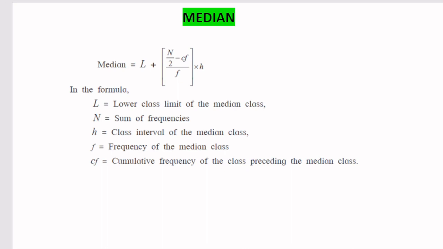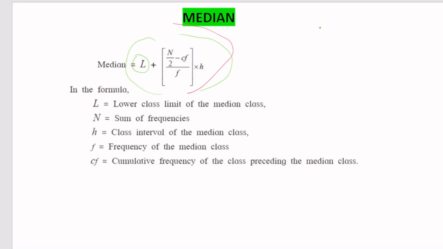What formula do you have to use? This formula, where median is equal to L plus n by 2 minus CF divided by F, into H. And what are these factors named? You should understand, rather than just memorizing the formula, the meaning of these letters. What is L? Lower class limit of the median class. So the lower limit of the median class.